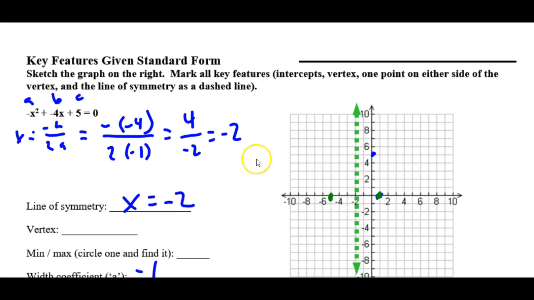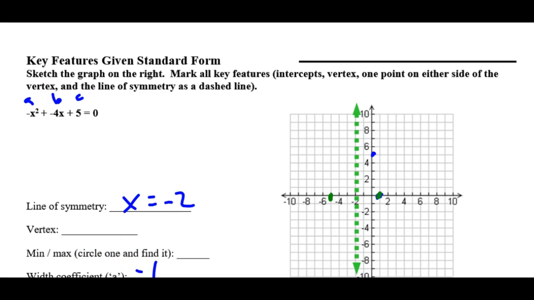So once again, I'm going to clear out a little extra space here, and I'm going to take that -2 that I just got. I am going to plug it into the original problem. So I have -2 squared. Notice the extra negative in front of the x squared. I also have to write that. I could write it as a -1 out front if I want. And in fact, that will probably keep things cleaner if I do that. So -1 times -2 squared minus 4 times -2 plus 5.